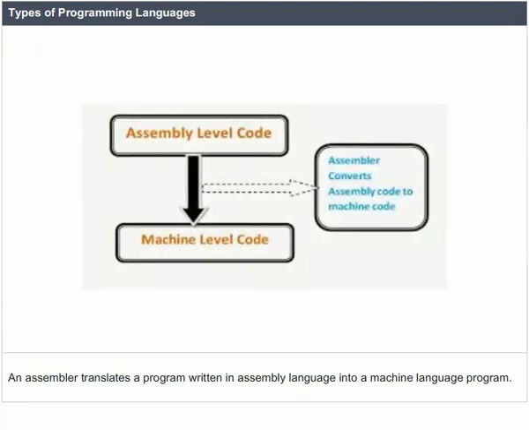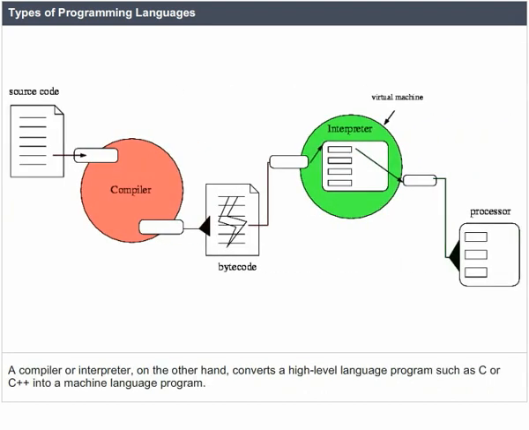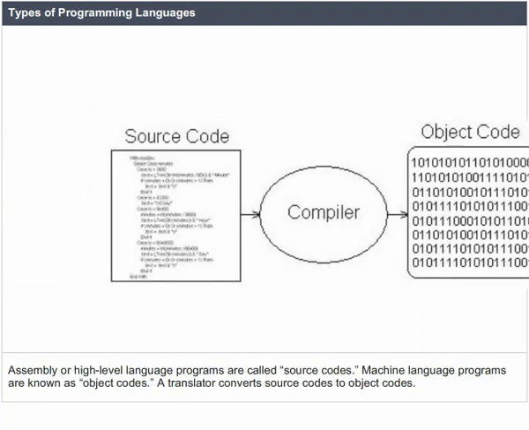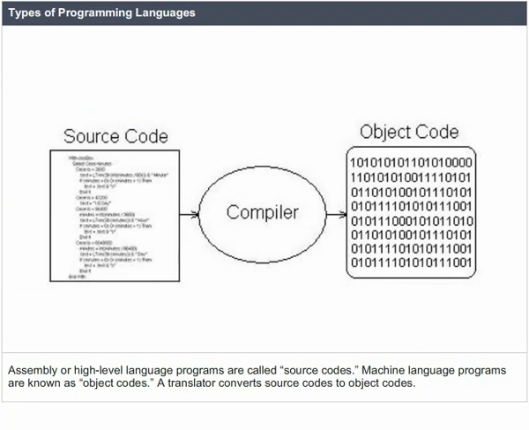An assembler translates a program written in assembly language into a machine language program. A compiler or interpreter, on the other hand, converts a high-level language program such as C or C++ into a machine language program. Assembly or high-level language programs are called source codes. Machine language programs are known as object codes. A translator converts source codes to object codes.